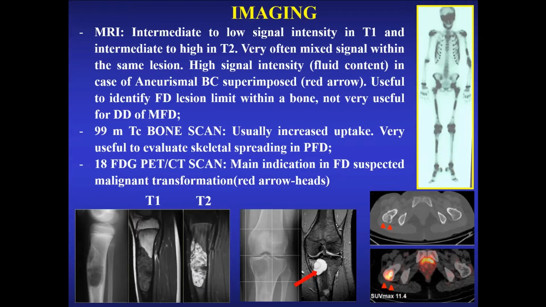Bone scan usually shows an increased uptake, and it is very useful to evaluate skeletal spreading in polyostotic fibrous dysplasia. PET-CT scan has its main indication when a malignant transformation of FD is suspected.